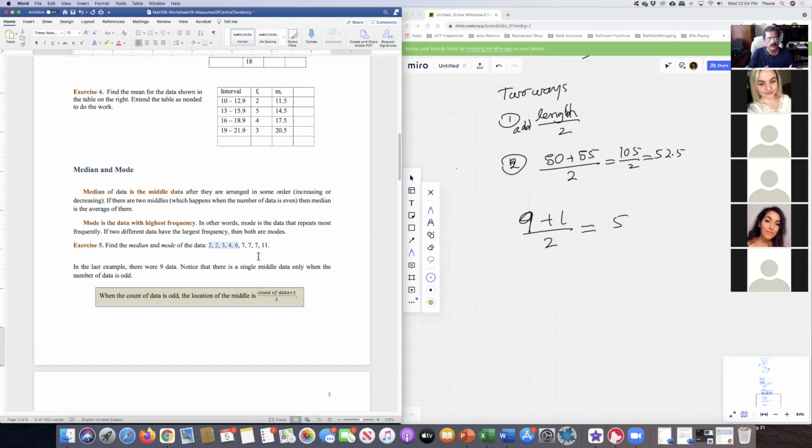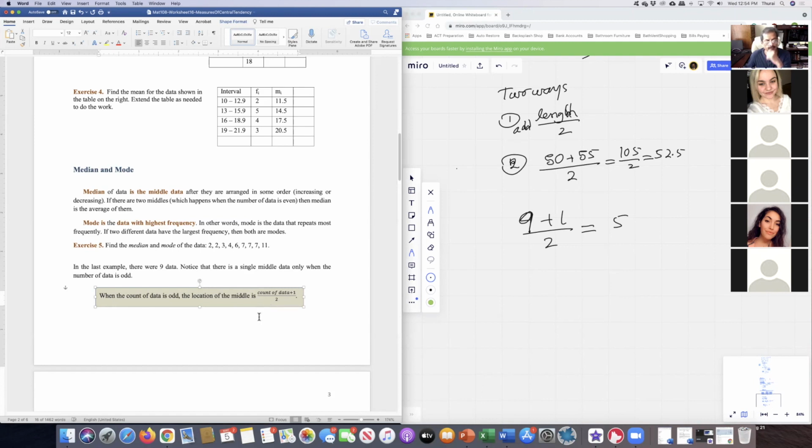You cannot just visualize when the list is long. Now you can visualize here, but not always. So that's why the formula has to be applied. The number of data plus 1 divided by 2. It's in the box here. That tells you the location of the middle. That's when it's an odd number of data.